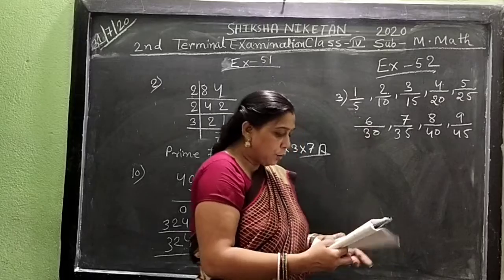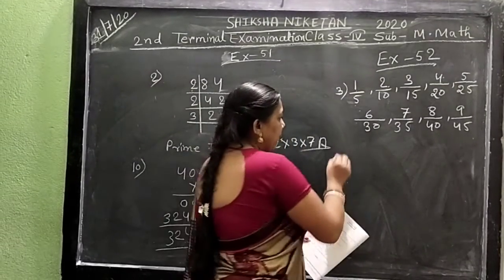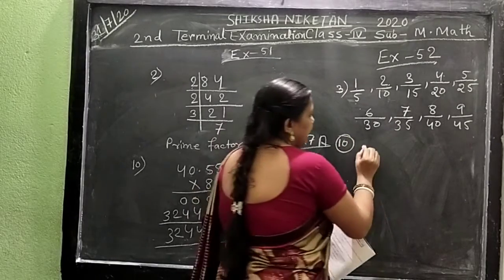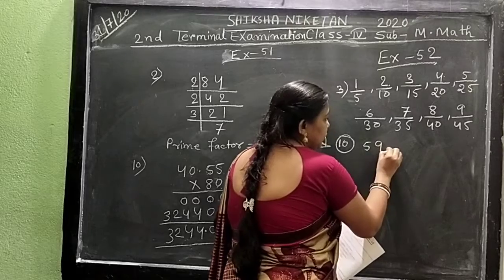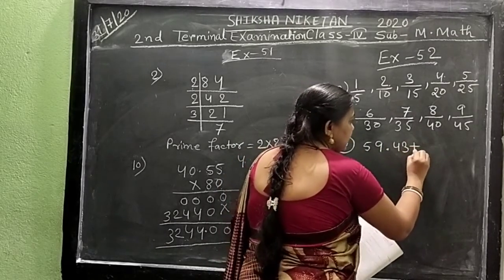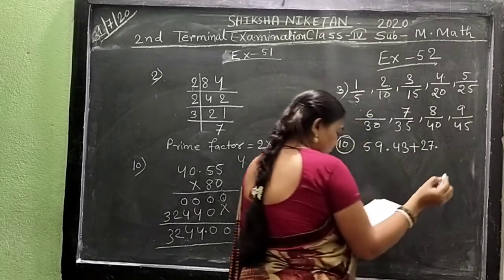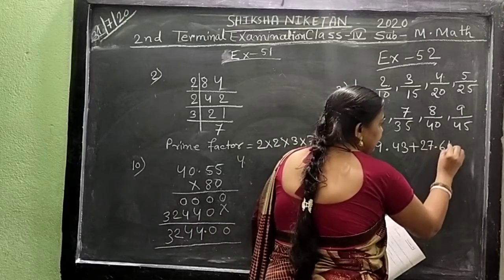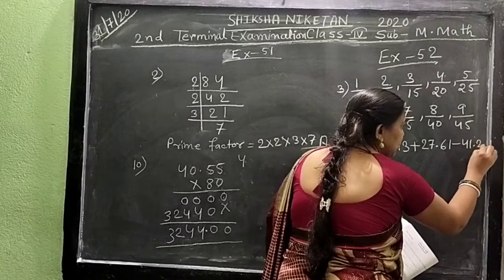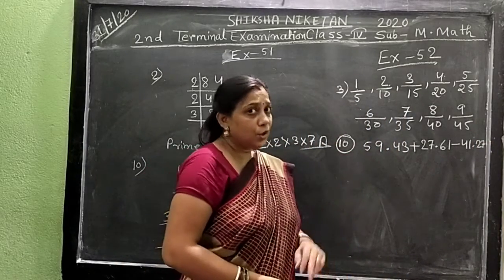Okay, everyone follow. I will solve one more math of exercise 52, math number 10. Math is 59.43 plus 27 decimal 61 minus 41.27. Everyone do rough work in your copy.